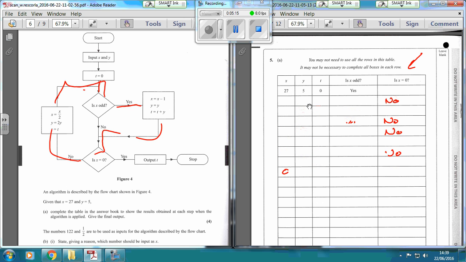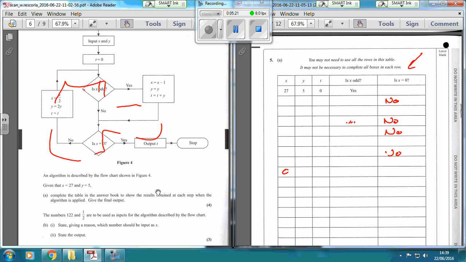The numbers 122 and a half are to be used as inputs for the algorithm described by the flowchart. State, giving a reason, which number should be input as x, and then state the output. So let's have a look. If we put in x as a half, is x odd? Well, a half is neither odd nor even. So we couldn't actually use that one. So we need to use 122 as x.